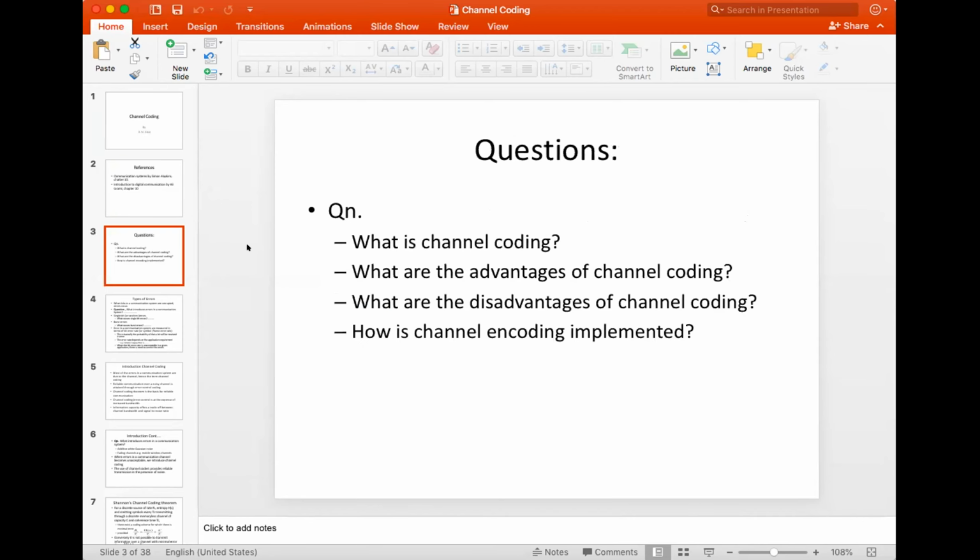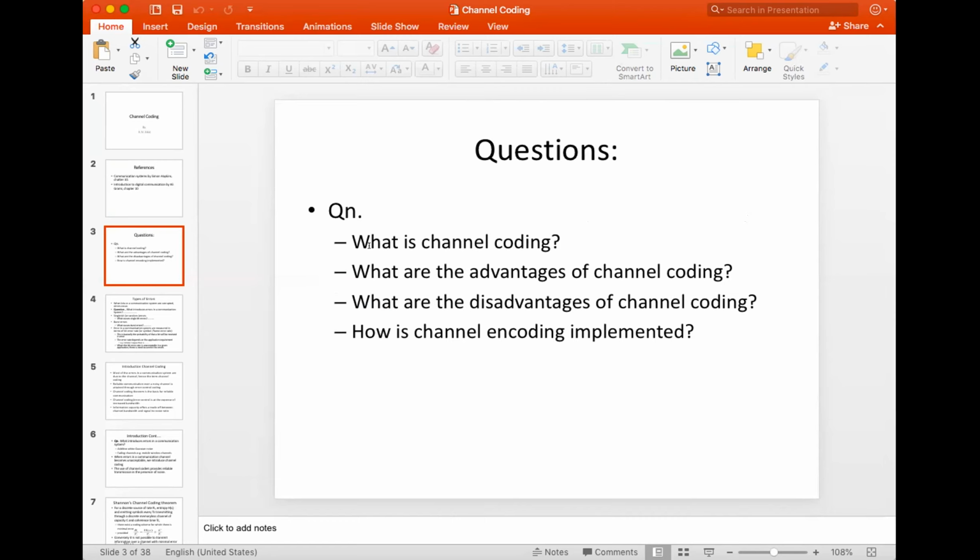Now, like I've already told you, these are questions. When someone says, "What is data communication?" the first thing you should be asking yourself is, "What does it mean? How does it work? What are its advantages? What are the disadvantages?" Because these are the same questions that you will actually be asked, and then we are supposed to understand.